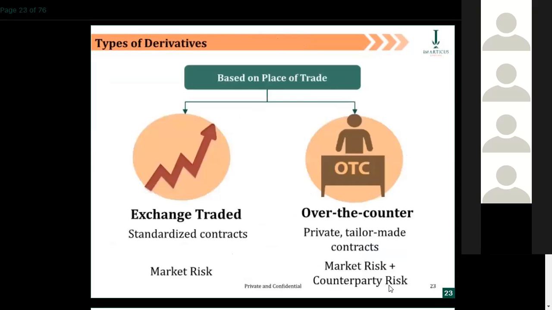Okay. So what are the types of derivative? One is exchange traded, the other is over the counter. Exchange traded has standardized contracts and market risk; over the counter has private, tailor-made contracts, and the risk is counterparty risk. Over the counter trades are private trades between two counterparties, and they are tailor-made, meaning made according to the ease of the party or the counterparty, right?